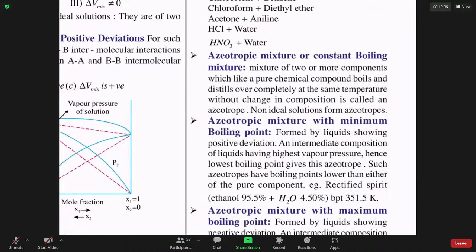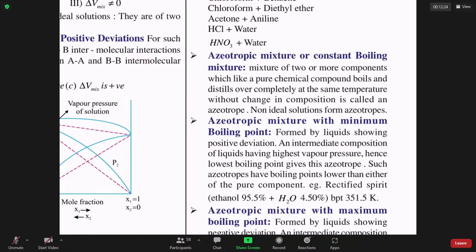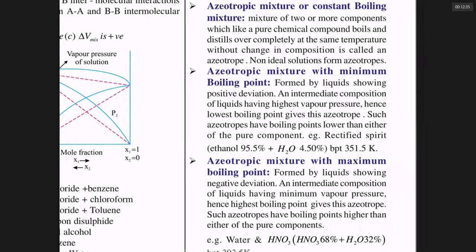Sir, what is an azeotrope? An azeotrope is a solution which has the same composition in the liquid phase and in the vapor phase. Normally, the solution phase composition would be different in the vapor phase, but for an azeotrope it is the same. Can you give an example for an azeotrope? Yes, 95.6% alcohol and 4.4% water. He gave approximately.